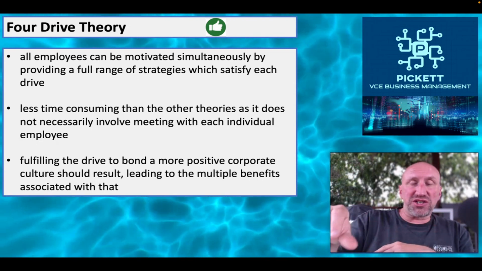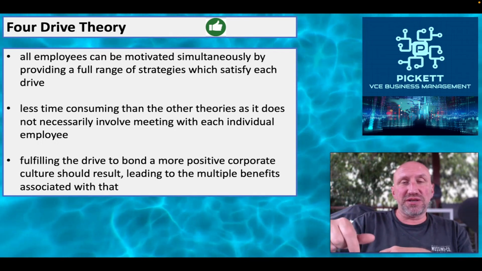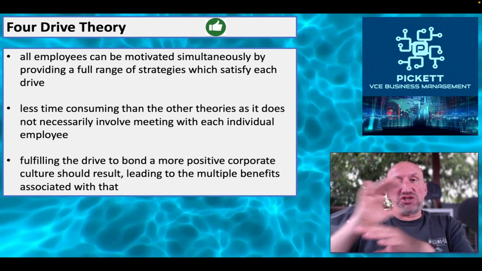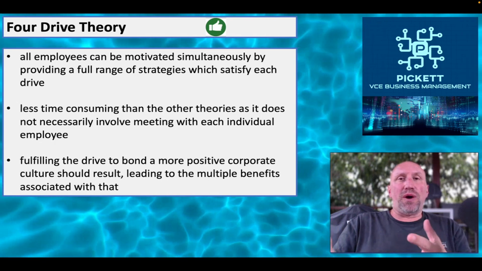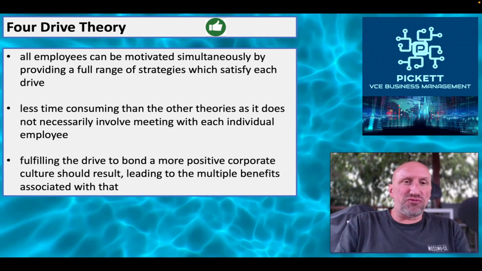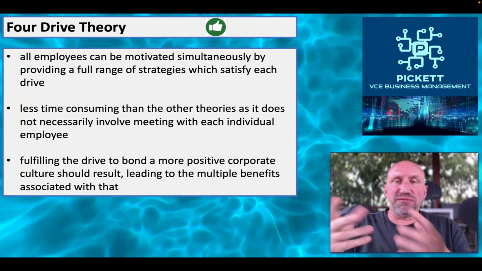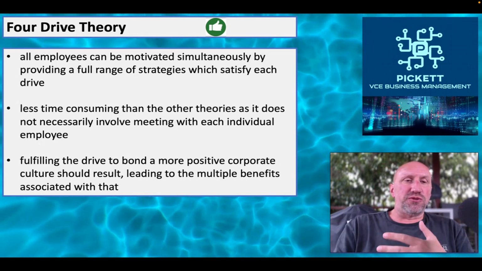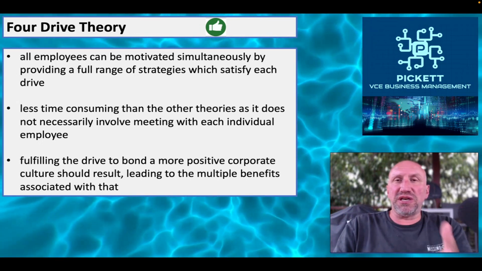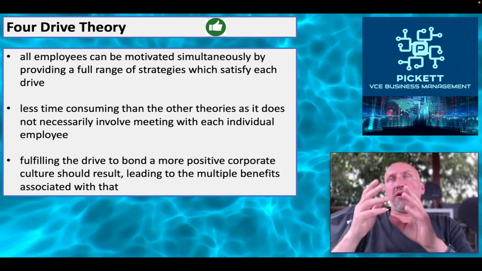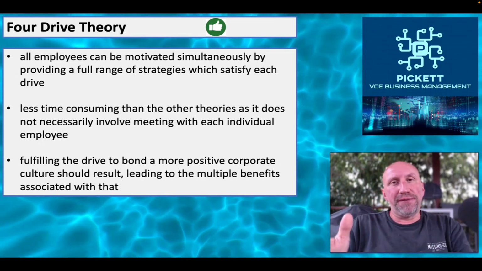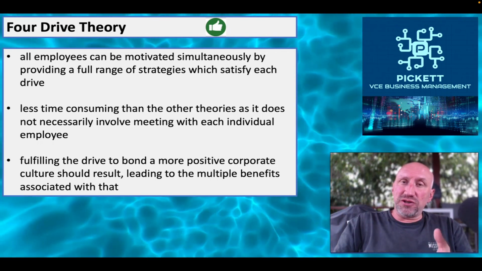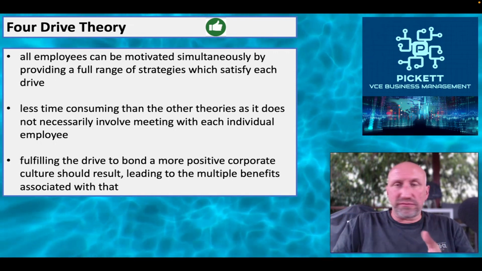So if you go back to the strategies we looked at for each of the four drives to meet the four needs, as management, you can just make sure we have all of these in place generally across the business all of the time. And that way, they're set in place already, and then all employees can be motivated simultaneously without even thinking about it. Okay. Leading on from that, it's less time consuming because it doesn't necessarily involve meeting with each individual employee. According to that Lawrence and Nohria theory, if we have all of that stuff in place, it will allow each employee to fulfill each of those drives.